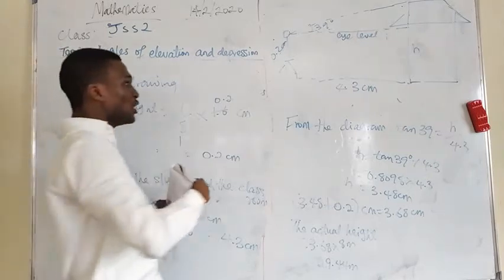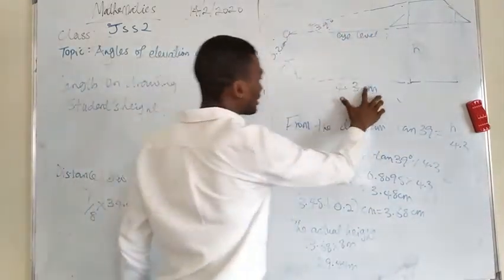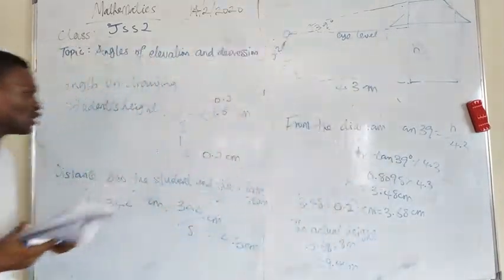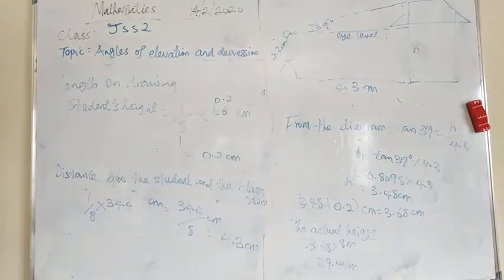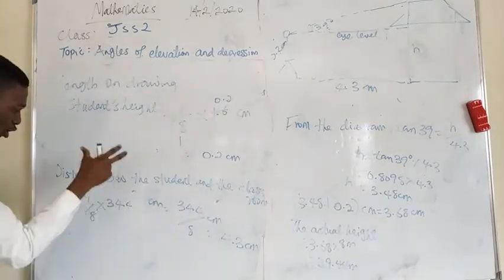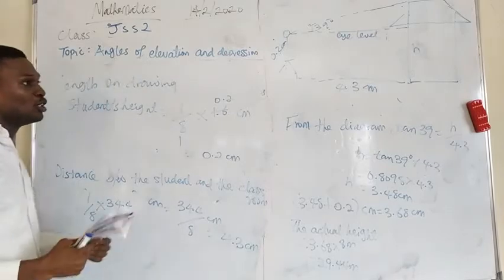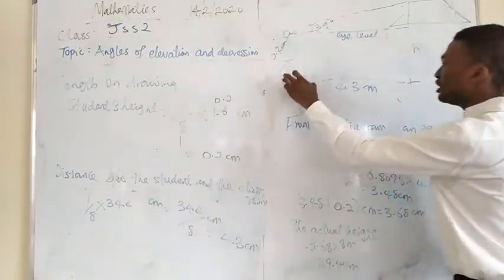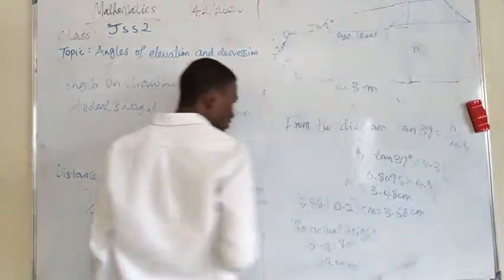Also from the question, we were told that the distance between the student and the classroom is, sorry, 34.4 meters. But for length of drawing, we can still apply our scale. 1 cm is to represent 8 meters. So we say 1/8 times 34.4. If we divide that, 34.4 over 8 equals 4.3 cm. So the length on the board, the distance between the student and the classroom, gives us 4.3 cm.